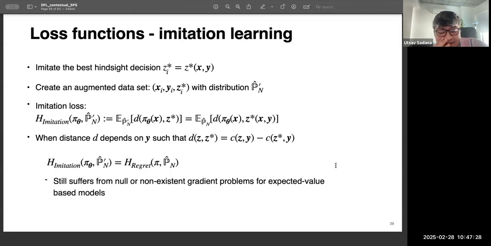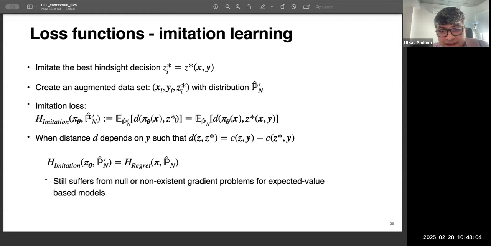You can do something based on imitation learning. What you can do is for each x and y, you decide what is your optimal decision. So you solve an optimization problem for every x comma y. You get your best hindsight decision based on the data. You create an augmented data set of x_i, y_i, and z_i star. This z_i star is your optimal decision. And now we call imitation loss the expectation of the distance between your policy pi theta and z star.